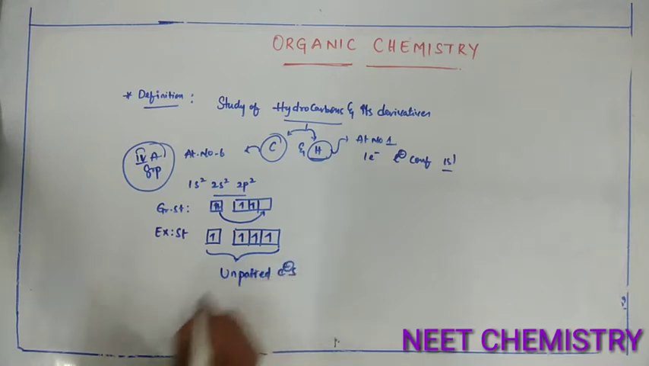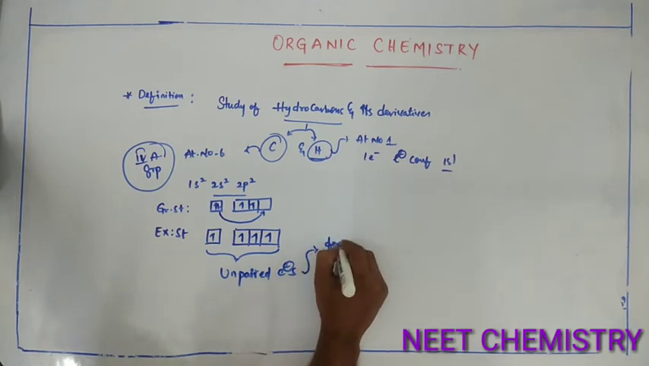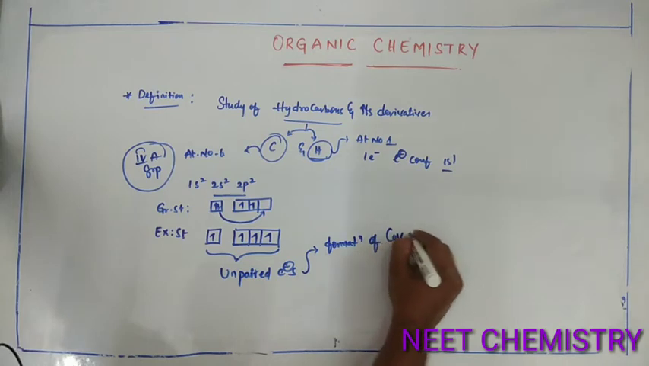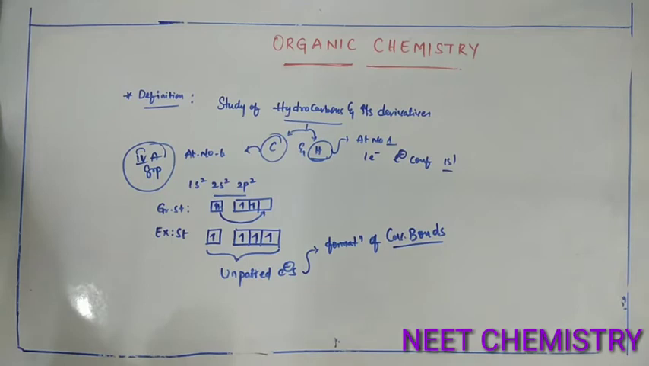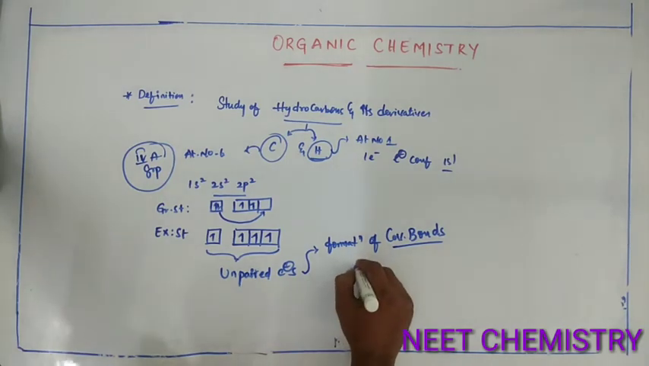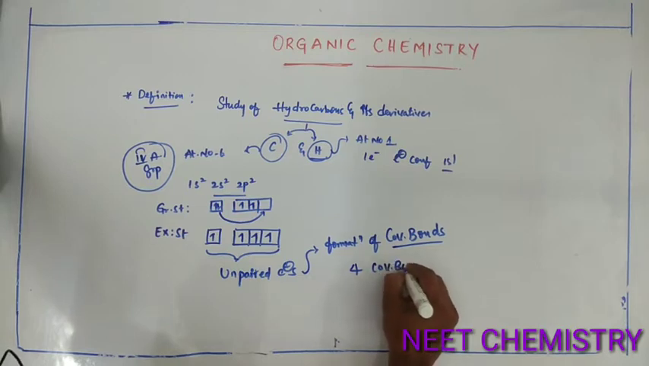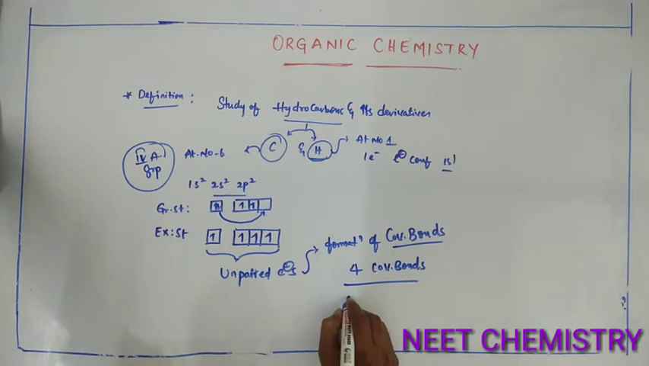These unpaired electrons can be involved in the formation of covalent bonds. That's why carbon can form 4 covalent bonds maximum, and that's why carbon's valency is 4.